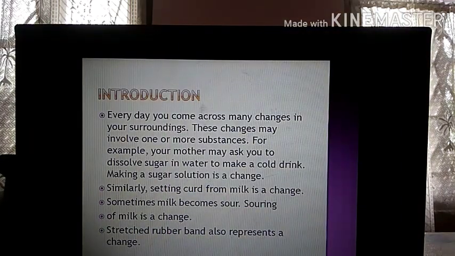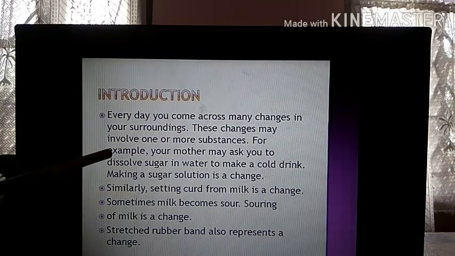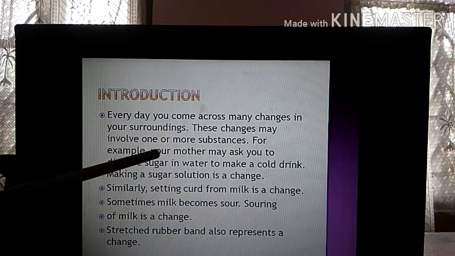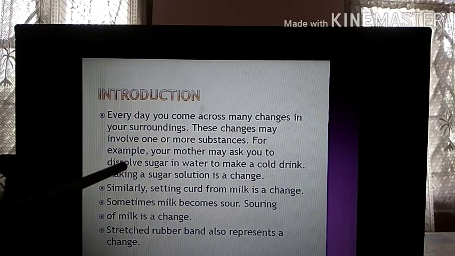So, introduction. Every day you come across many changes in your surroundings. These changes may involve one or more substances. For example, your mother may ask you to dissolve sugar in water to make a cold drink. Making a sugar solution is a change. Yes or no?